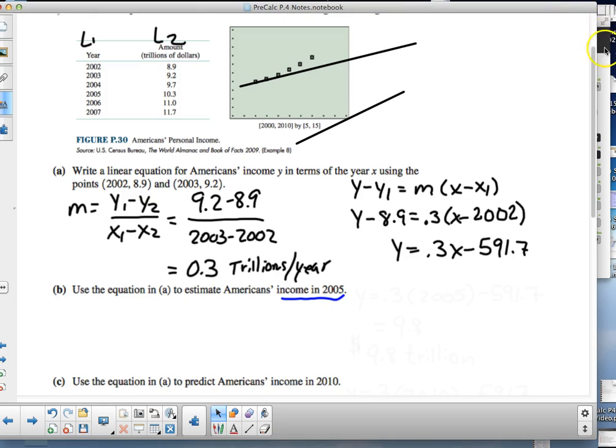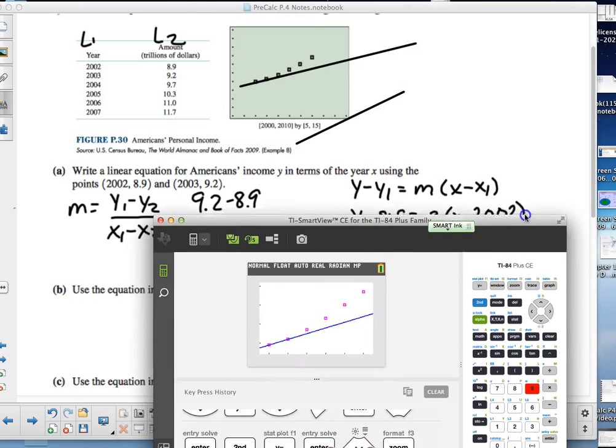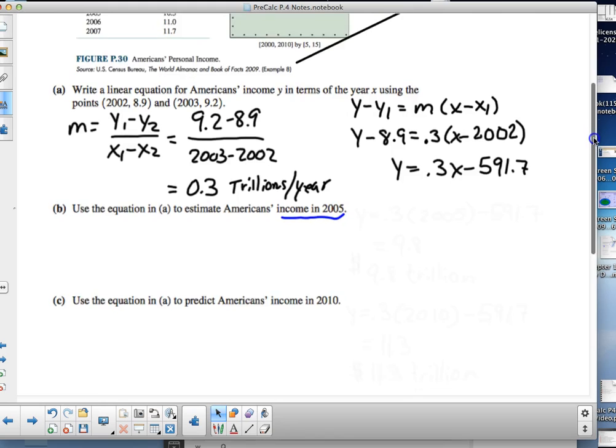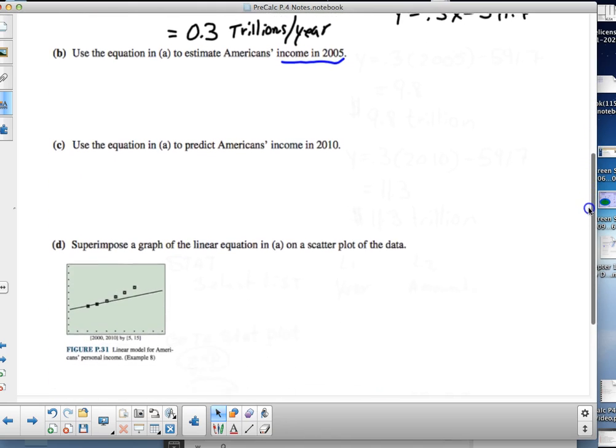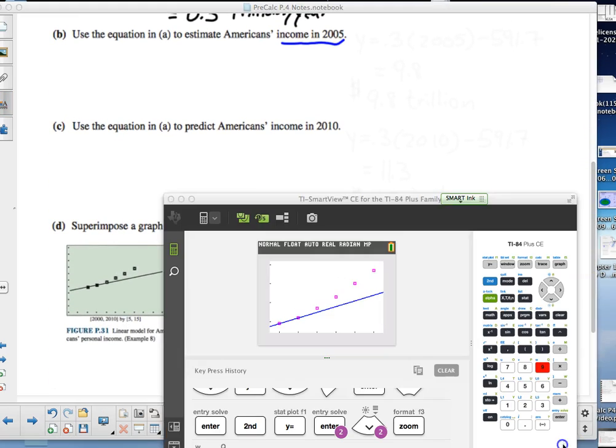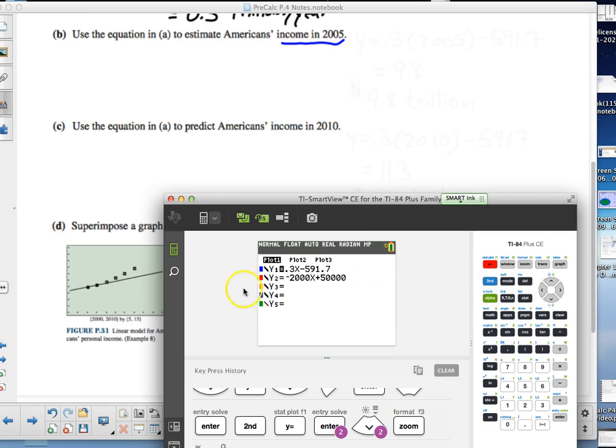And again, because I'm answering questions, I want to make sure you recognize what questions we're answering as we go. So we're going to get to B here, and I'm going to pull up my calculator. Use the equation in A to estimate the Americans' income in 2005. Well, in 2005, I can do something here. Remember, my graph is Y1. This is kind of a cool little extra on your calculator.